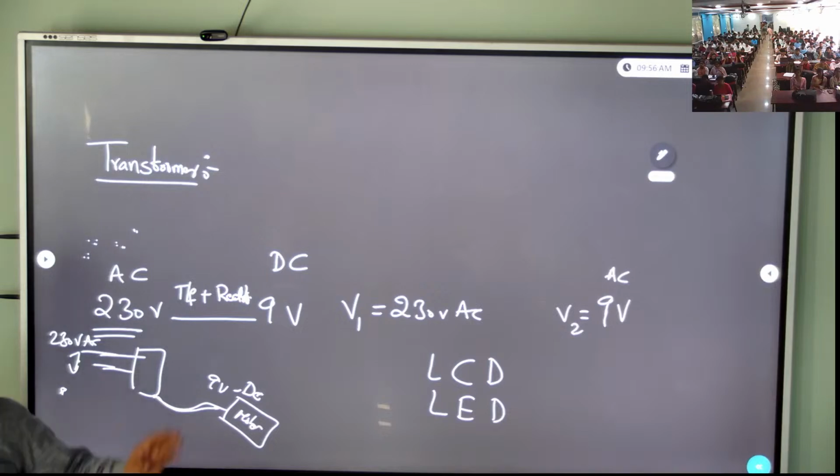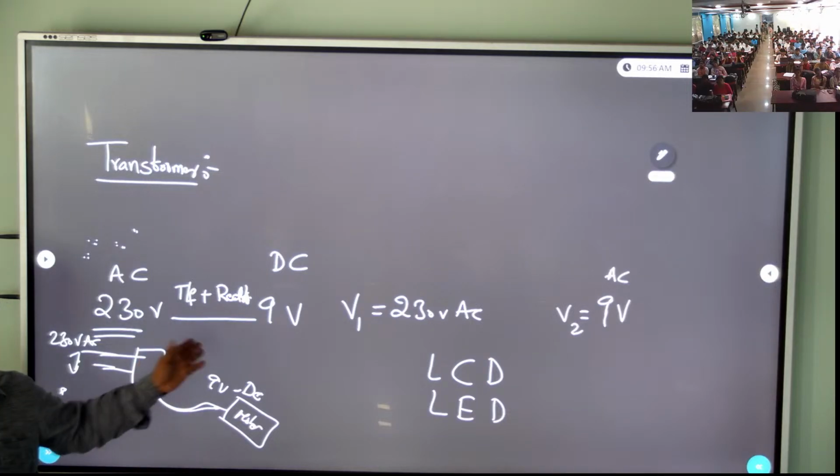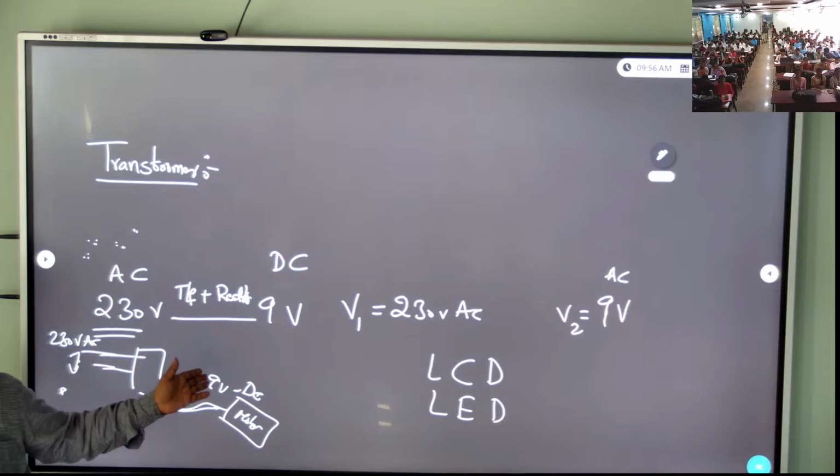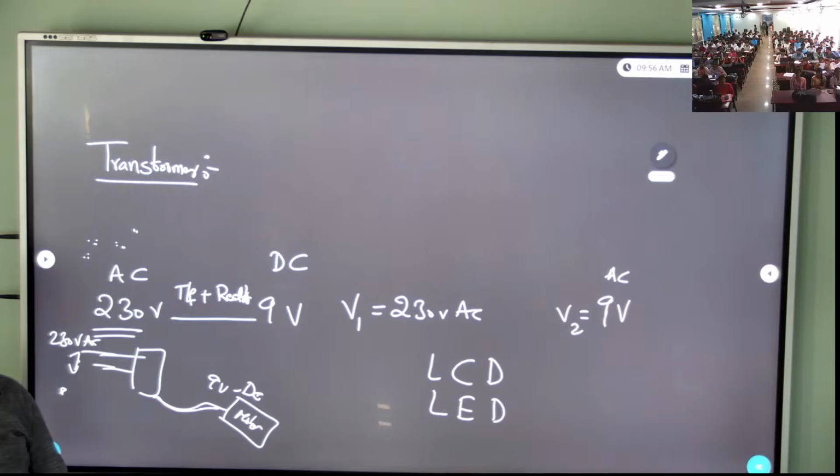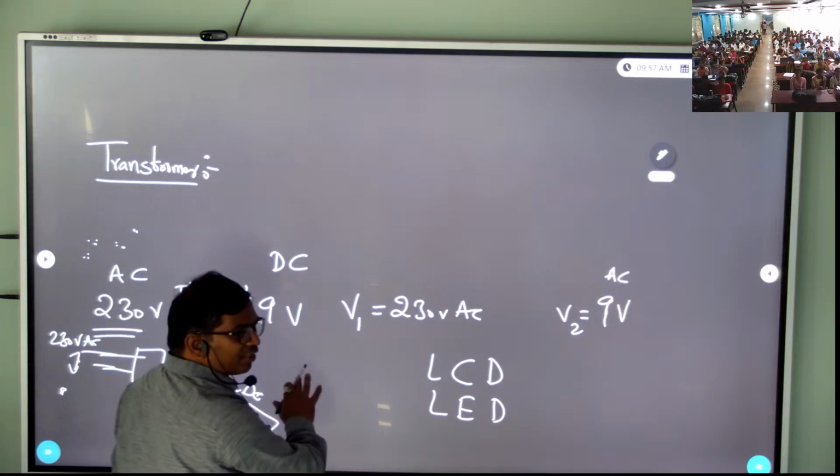How much voltage does it require? Tell me. It requires 2000 DC voltage, not AC. Who will do it then? The transformer will level up the voltage. 230 voltage, then for this display.